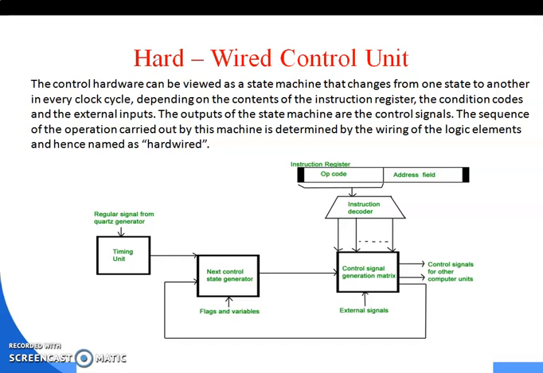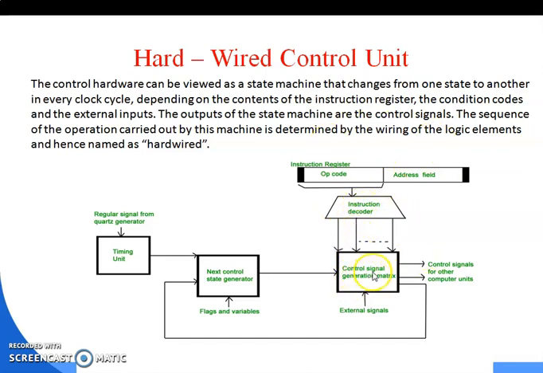This is the block diagram. First is your instruction register with the opcode, that means the operational code or operator, because opcode means operator, right? Plus, minus, these are operational codes, and the address field contains the address of the corresponding operational code. Next is your instruction decoder. The instruction decoder is used for decoding your instruction.